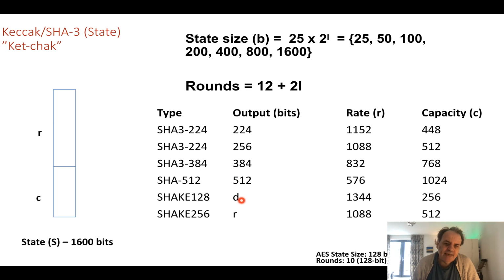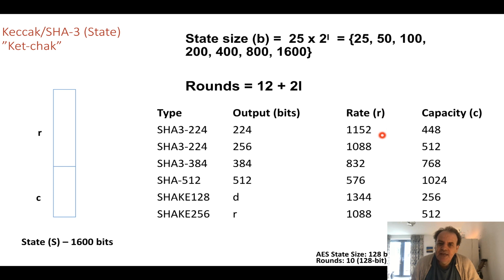But for SHAKE, we're using the same method, but we end up with any length of output. We could ask for 1 byte or 1 billion bytes. It's up to us to define the output of SHAKE. So this gives us a lot more flexibility in the output that we get.